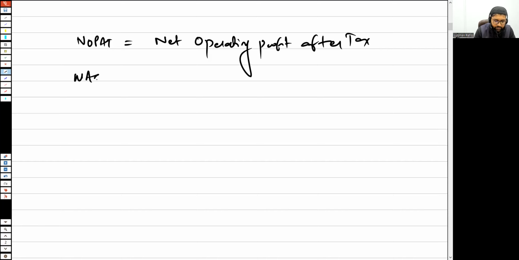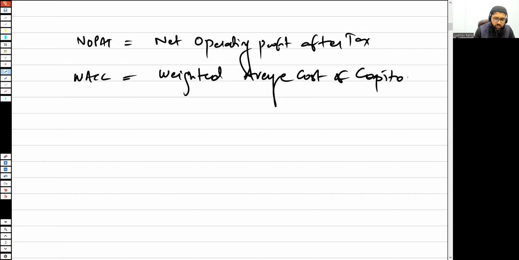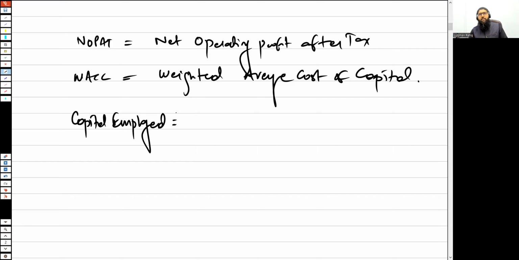Then WACC. WACC is your weighted average cost of capital, which is the average return desired by the providers of finance. And then capital employed. The capital employed is calculated and adjusted in accordance with the EVA rules.